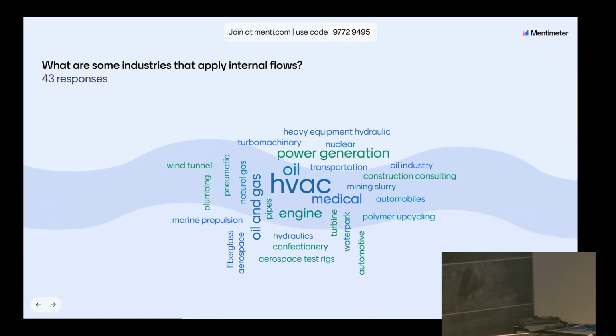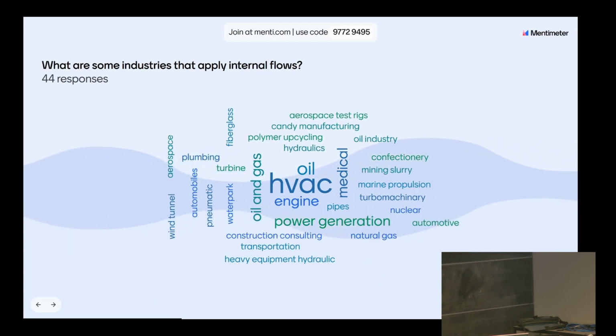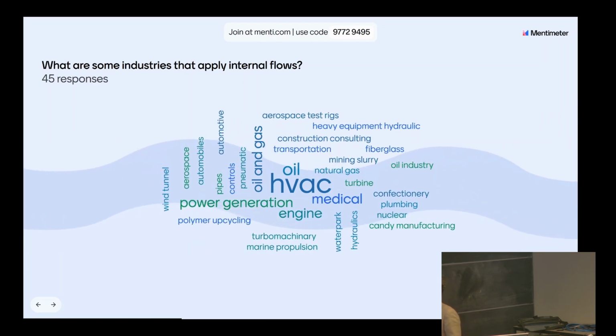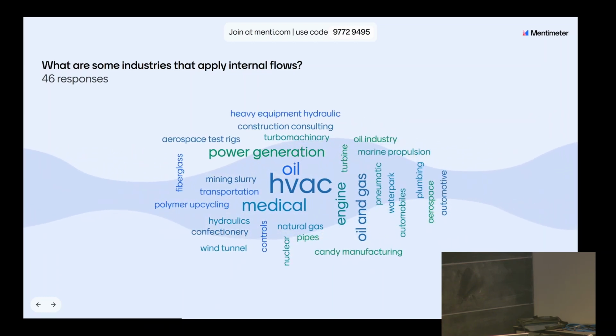Yeah, mining, slurry transportation. I'm not sure about marine propulsion. I guess maybe fuels flowing in a boat. Pneumatics. Cool. Yeah, I think medical is a good one. All the biological fluid flows are internal flows. People study internal flows of blood in our circulatory system. Not sure what you guys are laughing at. Medical is a very good one, but also lots of medical devices use internal flows.